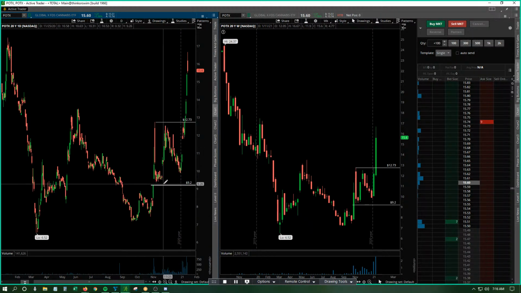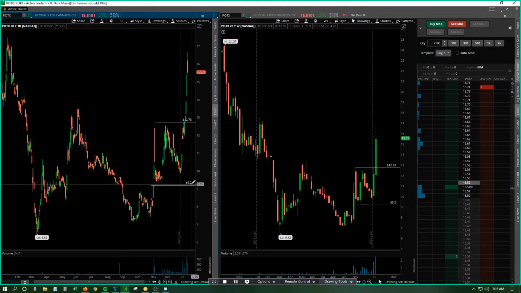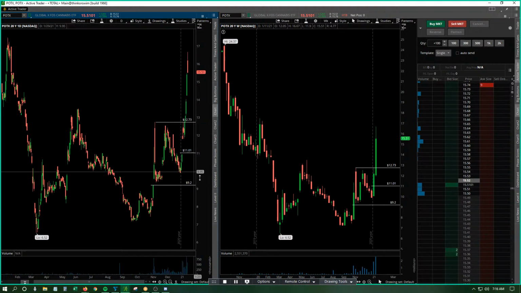Better gap down all the way down there at 9. You need to see almost a 50% drop from current market price down here to fill that. So not likely in the short term, but always good to keep an eye on it. 11 as well.